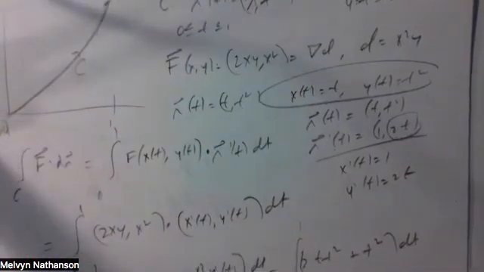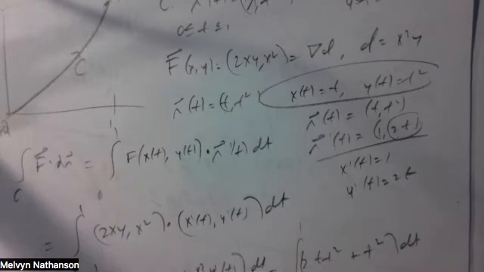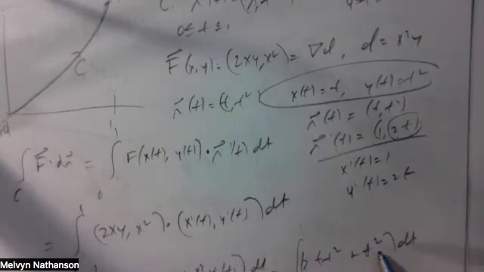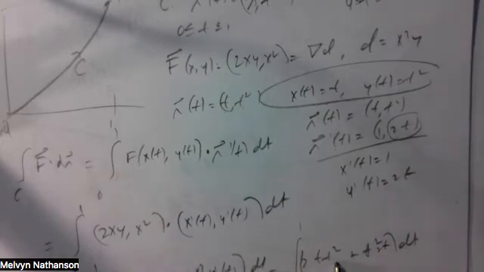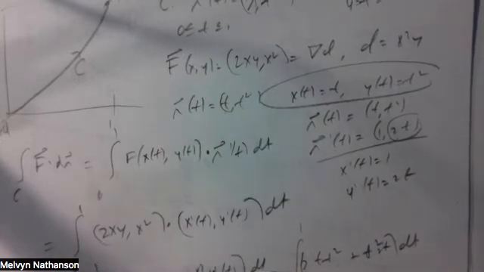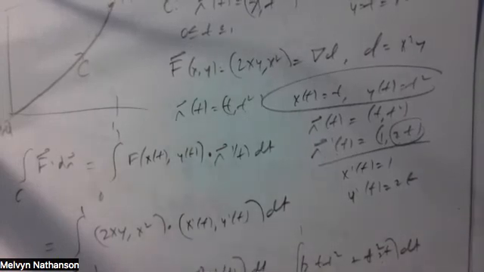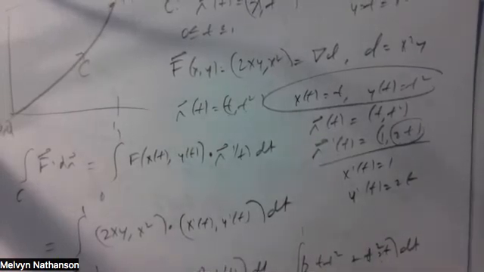So this is 2xy x prime plus x squared y prime of t, that's 2t squared plus t squared times 2t. So I have 2t cubed plus 2t cubed. This is 4t cubed dt. If I integrate 4t cubed, I get t to the 4th from 0 to 1, and that's equal to 1, just what it's supposed to be. So, except for the fact that my writing is illegible and so on.